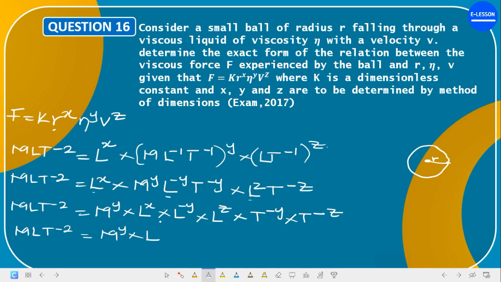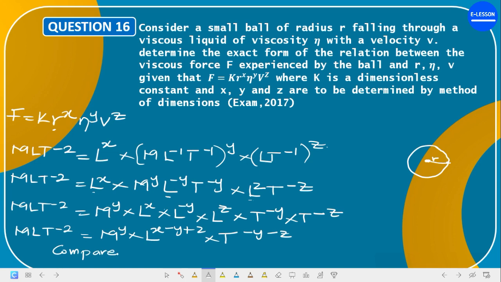Now the bases are equal. What do we do to the power? You add them up. Bases are equal. What do you do to the power? Add them up. So this gives us minus y plus z, times t. The bases are equal. What do you do to the power? You add them up. And this gives us minus y plus minus z, which is minus y minus z. Very easy.